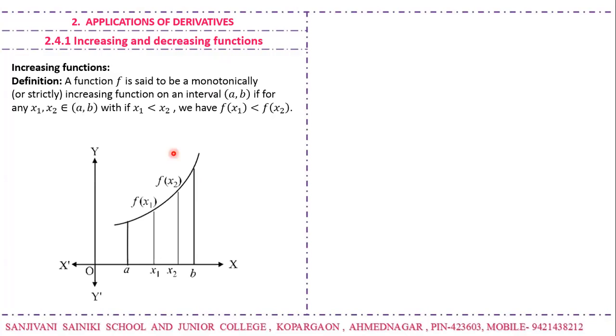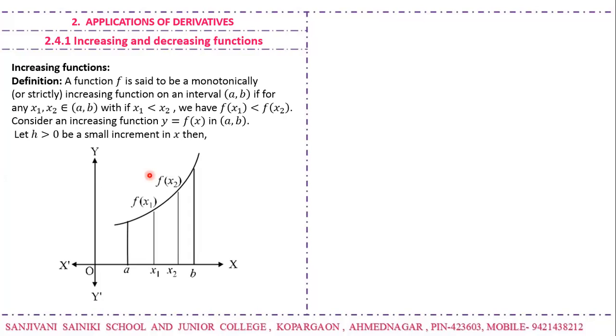Okay, look at this figure. When we see that the function is increasing, how is it increasing? Whenever x1 is here, x2 is here, and the value of the function f of x1 is here, f of x2 is here, and it is more than f of x1. So f of x2 is greater than f of x1, or one can say that f of x1 is less than f of x2. If this is the case, then we say that the function is increasing.